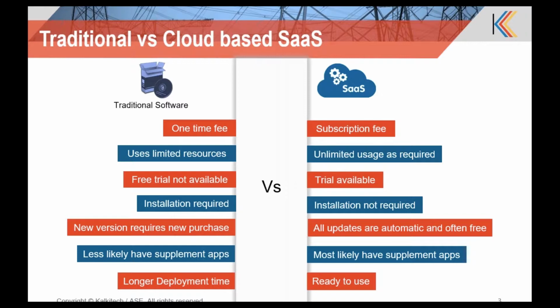So typically, the differences between SaaS-based software and traditional software would be how the software will be charged to users, the scalability of the software, what resources it can consume over its lifetime, availability of trial versions, installation and the ready-to-use features, availability of updates, and availability of complementary apps.